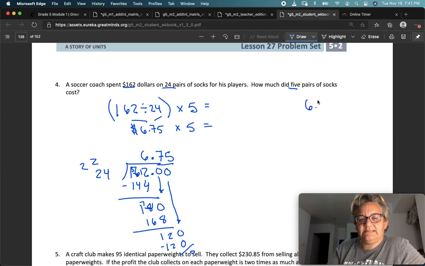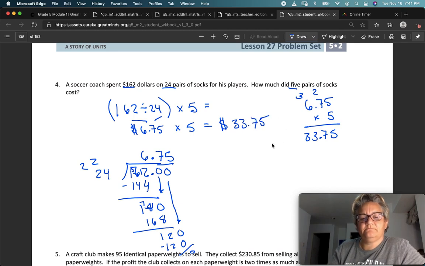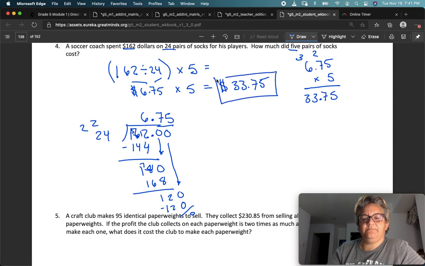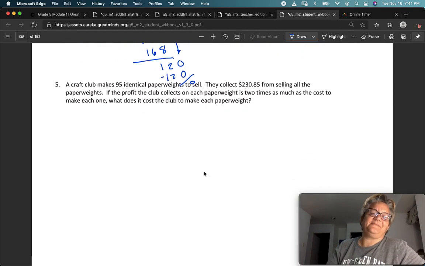So 675 times 5 equals 25 times 2 is 35, 36, 37. That's 33. Then I'll put my decimals back, 1, 2. And 5 pairs would cost $33.75. Okay, there's my answer.